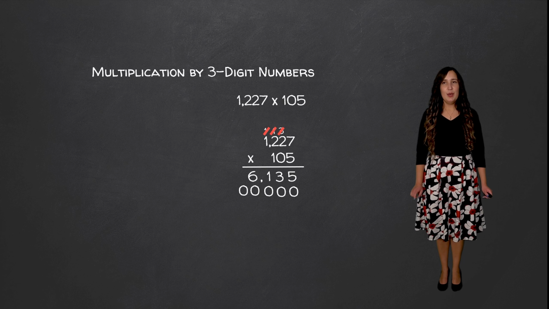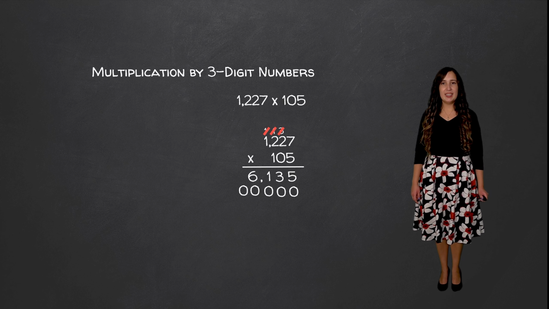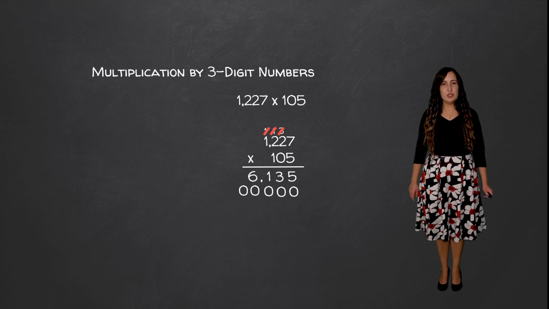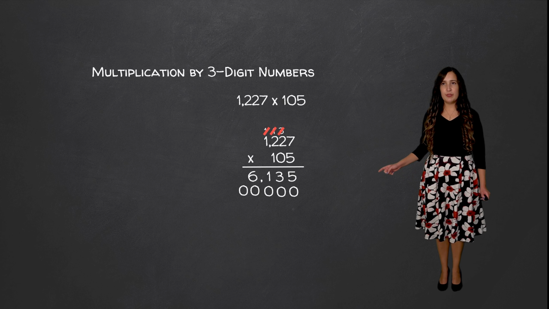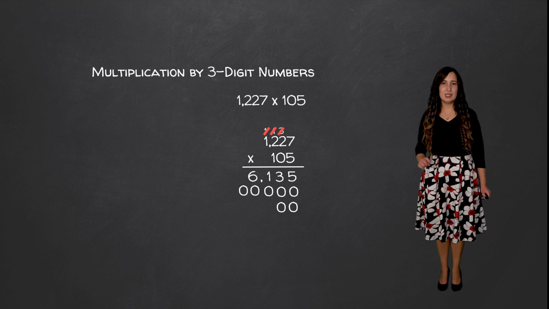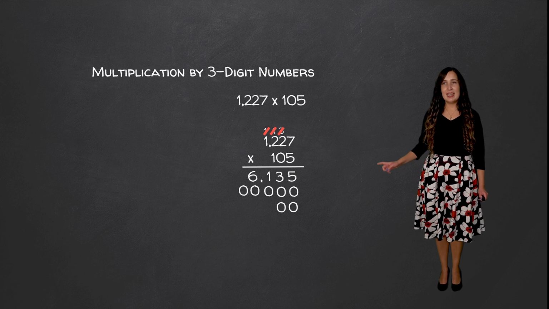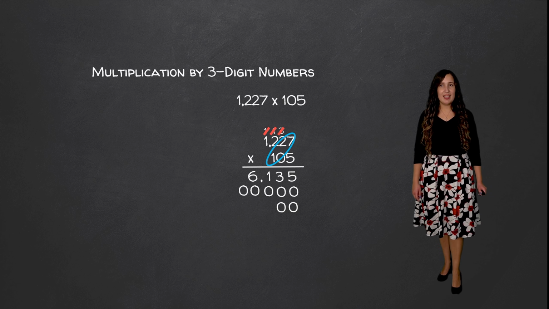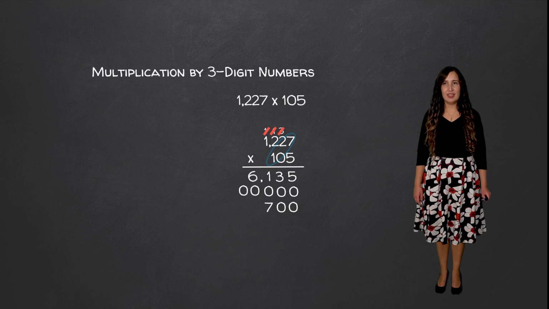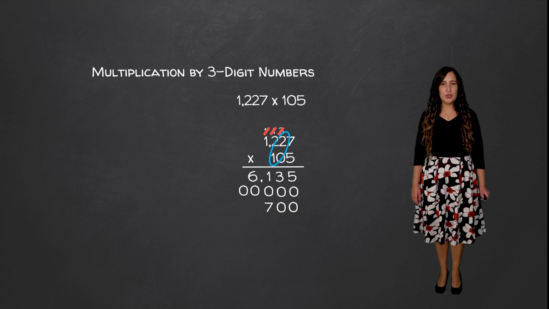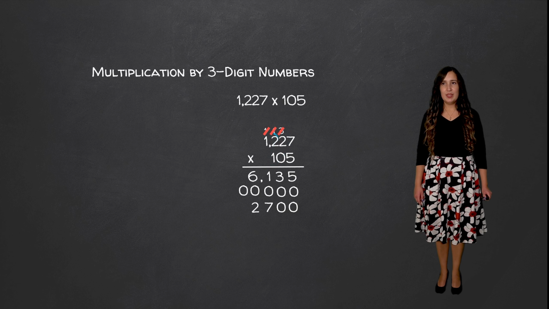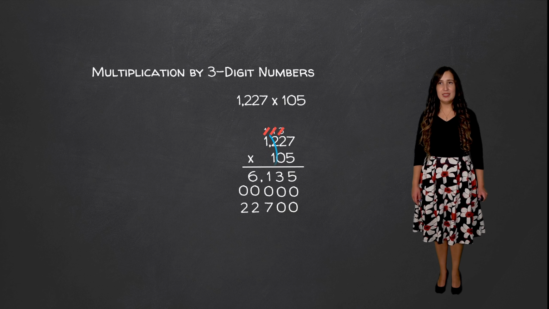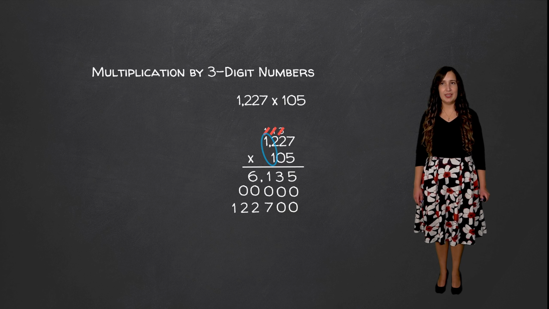All right. Before we move on, the 1 is in the hundreds place, so we need a place value holder for the ones place and the tens place. All right. Now we can start multiplying with our 1. So 1 times 7 is equal to 7. 1 times 2 is equal to 2. 1 times 2 again is equal to 2. And 1 times 1 is equal to 1.